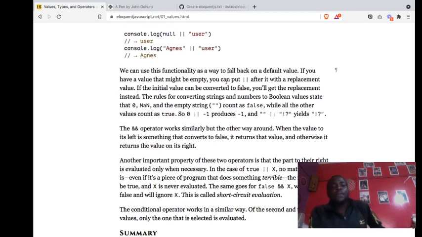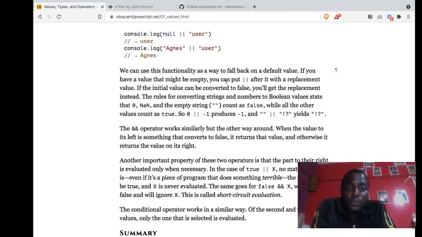We can use this functionality as a way to fall back on a default value. If you have a value that might be empty, you can put or after it with a replacement value. If the initial value can be converted to false, you'll get the replacement instead. The rules for converting strings and numbers to Boolean values state that 0, NaN, and the empty string count as false. That is a simple tip for you guys.